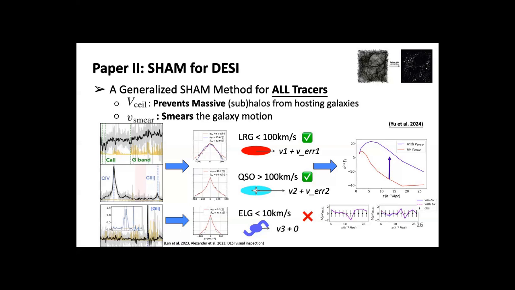For an LRG, it is a factor less than 100 kilometers per second. For a quasar, it's more than 100 kilometers per second. And for an ELG, it's less than 10 kilometers per second. That basically depends on where your galaxy is: is it in a big halo or not? And also on the accuracy of the redshift measurement.